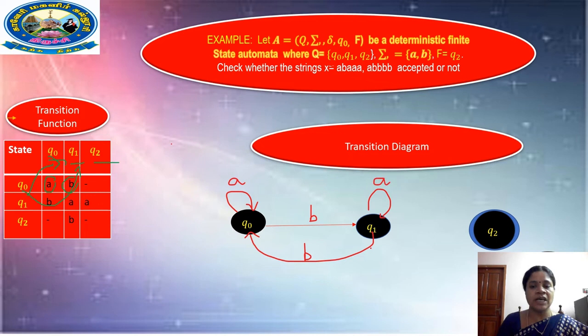Q1 to Q1 is denoted as A, and Q2 to Q0 we do not have any alphabet here, so we have to move from Q2 to Q1. That is given here like this. So by using this, we are going to construct an automaton and check whether a string is accepted or not.